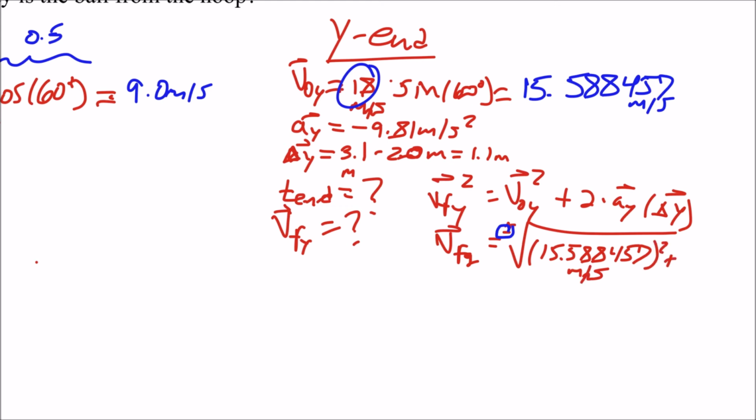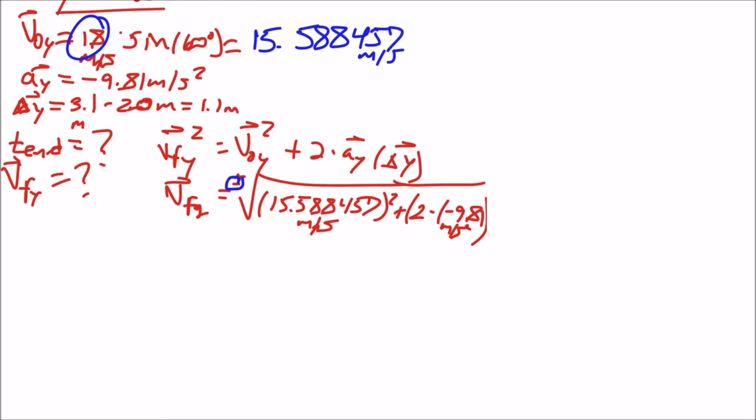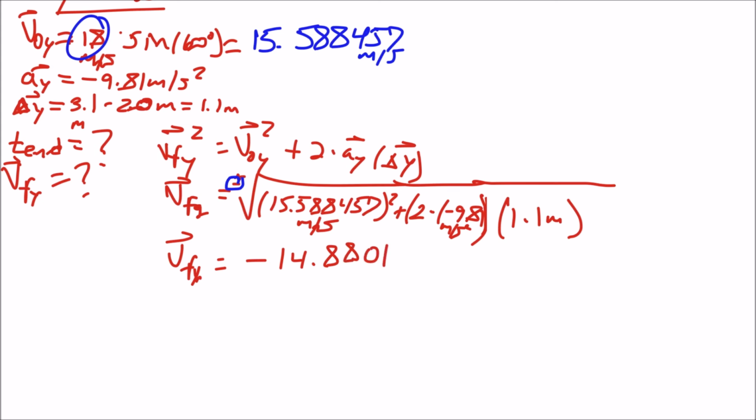Square that, plus 2 times negative 9.81 meters per second squared, times 1.1 meters. So the final velocity in the y-axis is equal to negative 14.8801200967 meters per second. I'm just including several digits.